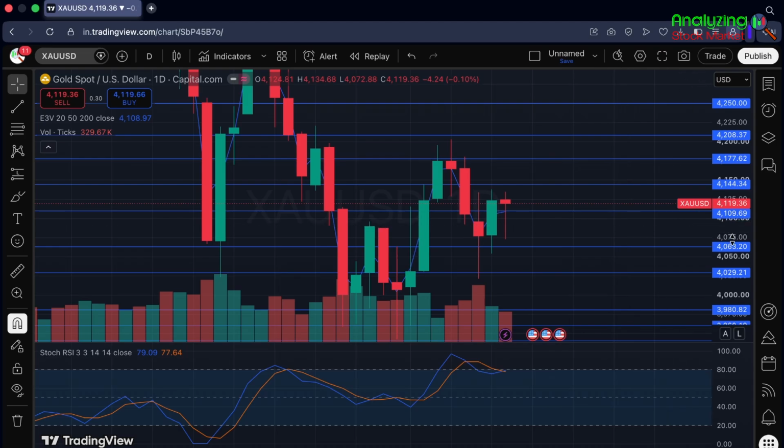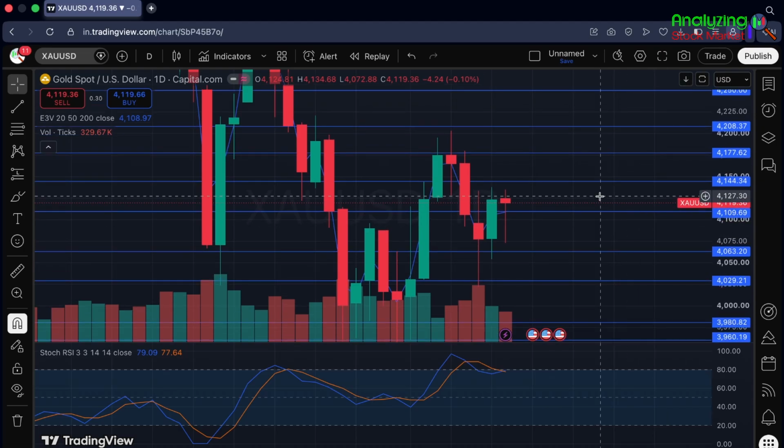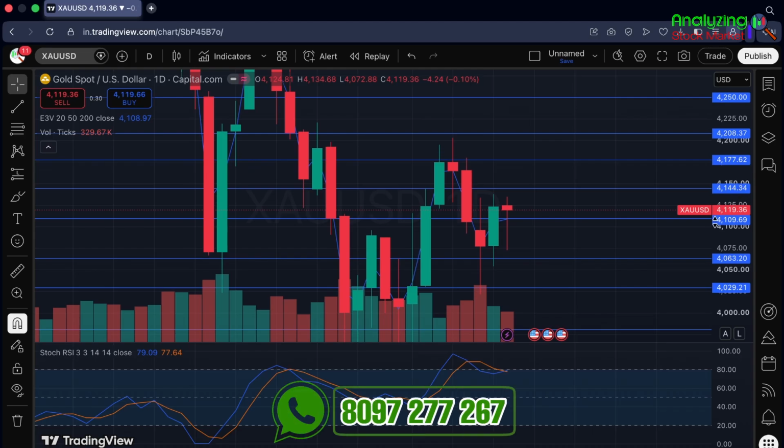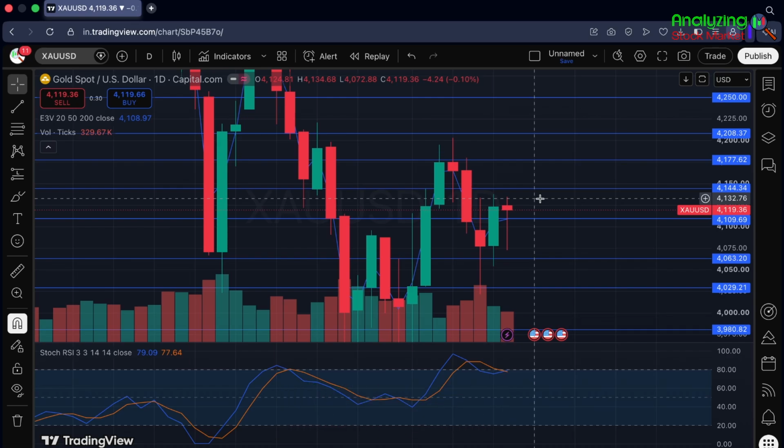Here, this is a 1-day chart. Some important support zones and resistance zones are already marked, so we don't need to mark any new levels. Let's talk about the closing first. 41.19 is the closing here. The direct support is 41.09 and the direct resistance is 41.44. After direct support, there is a support of 40.63 and then 40.29. After direct resistance, there is a resistance of 41.77 and then 42.08. These are two important support zones and resistance zones which will help you take better stop loss and target levels according to your bias for this week.